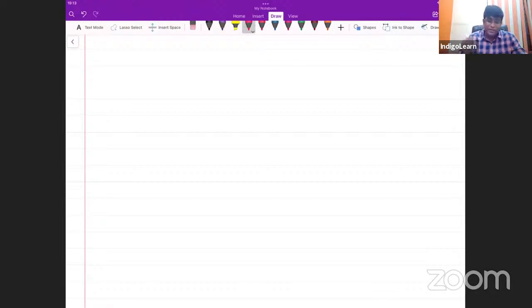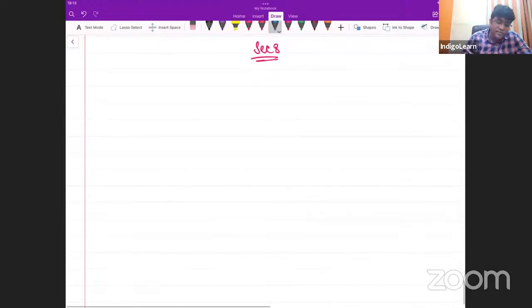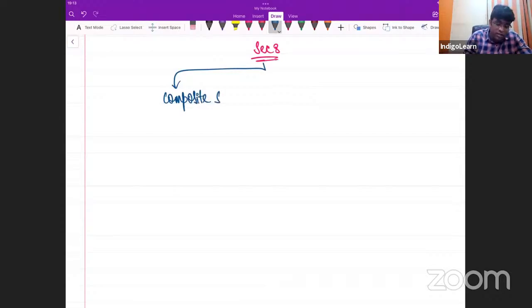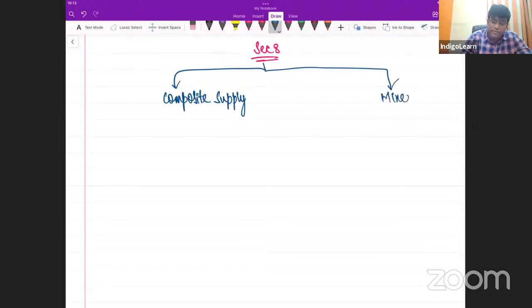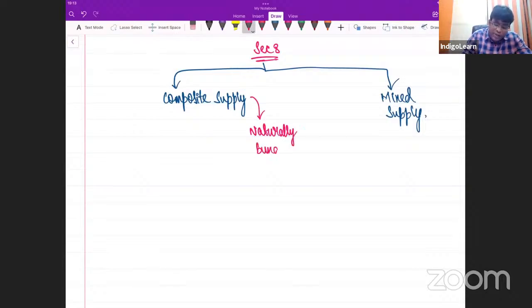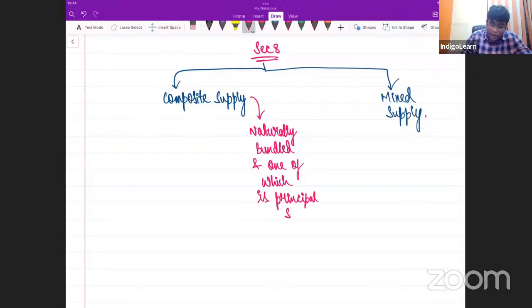So friends, moving forward, we have got some brilliant section known as section 8, which deals with the taxability of composite supply and the other one, mixed supply. Now, what is composite supply? First of all, you would have heard this word. Composite supply means those which are naturally bundled, and one of which is principal supply. One of which is what supply, sir?